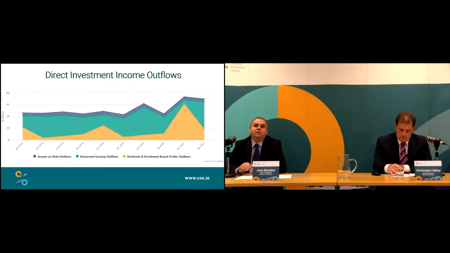Looking at how the direct investment income outflow split out, we can see here that the income on debt, which is the blue bar, is fairly flat. Our dividends are down compared to the large level last quarter. They're back to a more normal level, but still quite strong. But we can see that overall, the bulk of the outflows is the combination of the dividends and distributed branch profits and reinvested earnings.